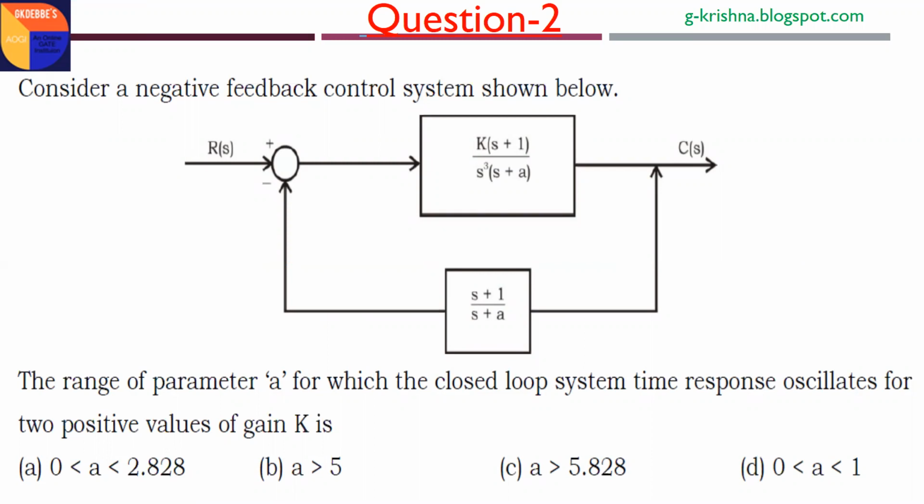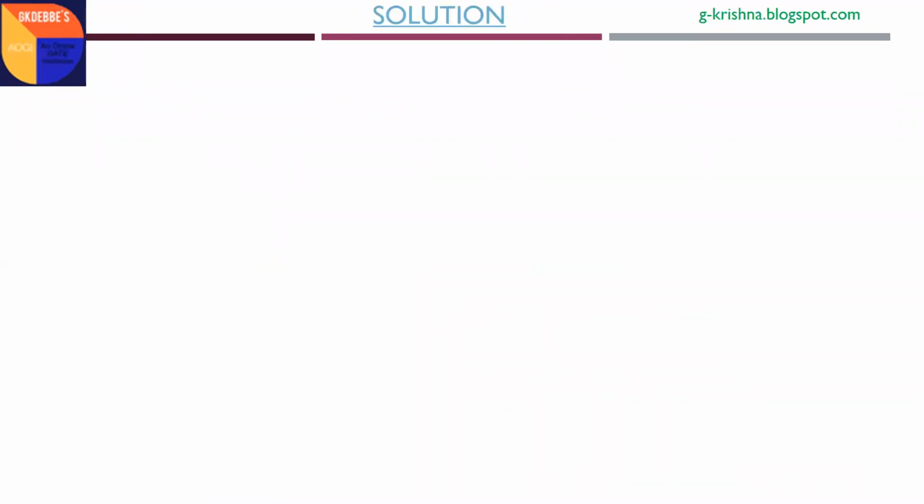Let us go to the solution. The open loop transfer function given is G(s)H(s) = K by s cube into (s plus 1) by (s plus a) whole square. So this is the open loop transfer function given. Normally, if you use the Routh-Hurwitz criterion for this fifth order system, you may get the answer, but it takes a lot of time in solving that problem.